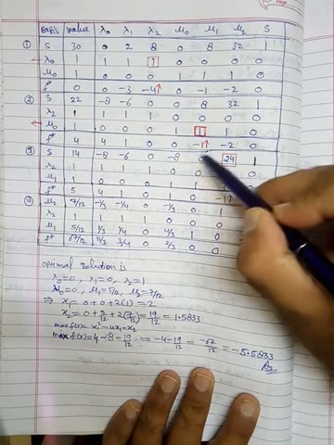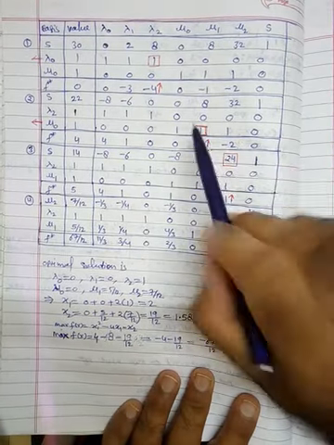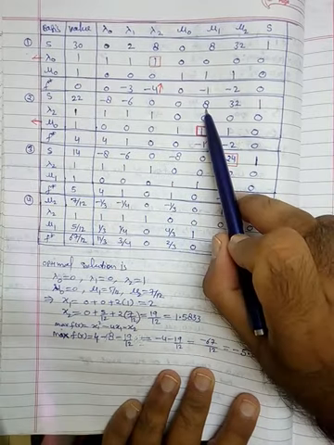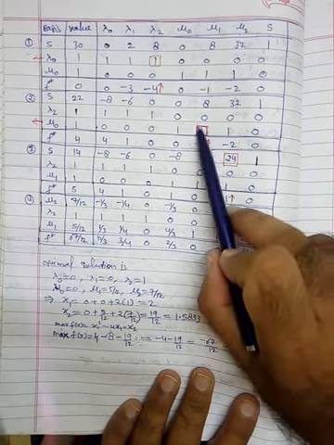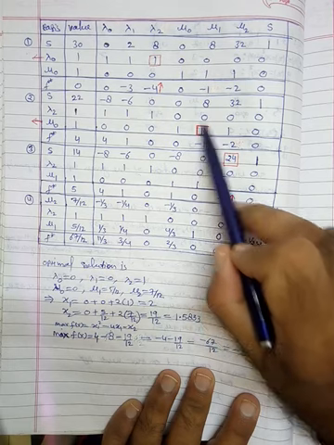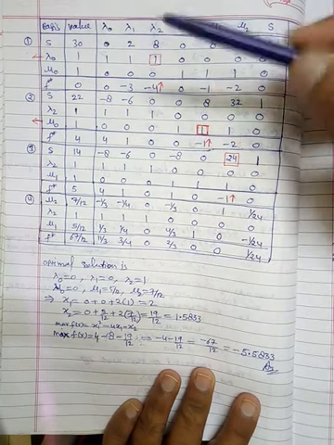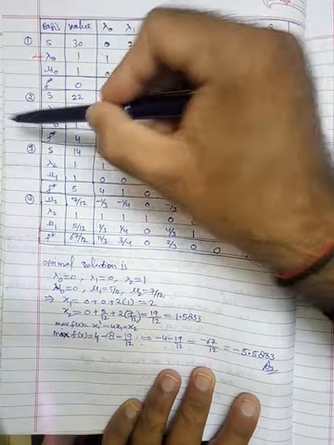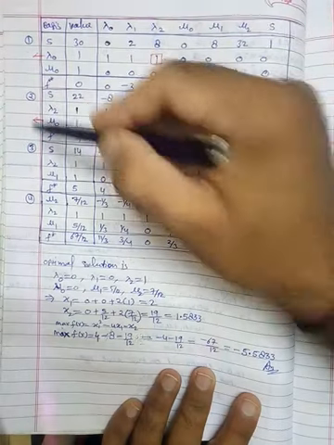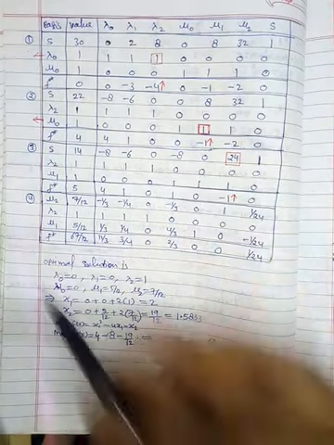The next negative value is -1 here. So here we have 22 by 8 and 1 by 1. So the minimum ratio will come here, and that's why mu0 will leave the basis and mu1 will enter the basis. So this is the next table.